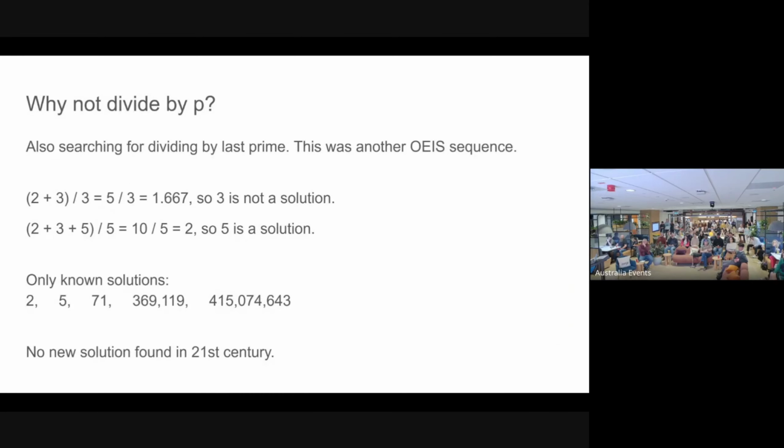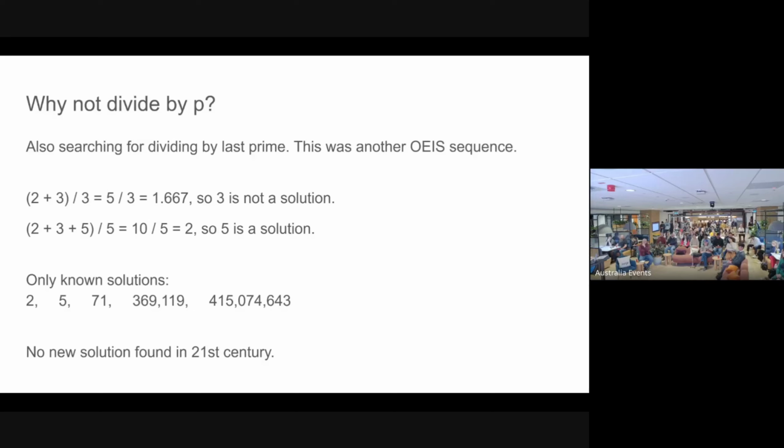And that wasn't all I was running. It turns out there's another related sequence that's in the OEIS that I could check at the same time. So what I had been doing, if you remember, is adding up the first n primes and then dividing by n. A different thing you can do is add up the first group of primes and divide by the last prime. So for the example, if the first 2 primes are 2 and 3, you do 2 plus 3 and then you divide it by 3, the last prime, and you see if the last prime evenly divides it. And so 2 plus 3 divided by 3 doesn't work. That's not a solution. But 2 plus 3 plus 5 is divisible by the last prime.